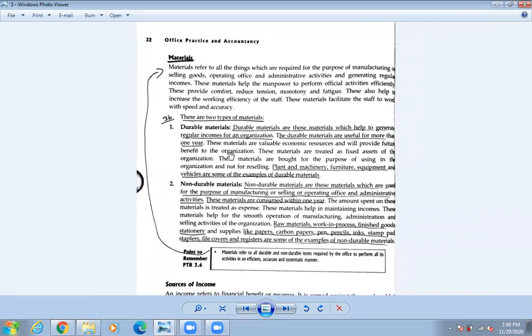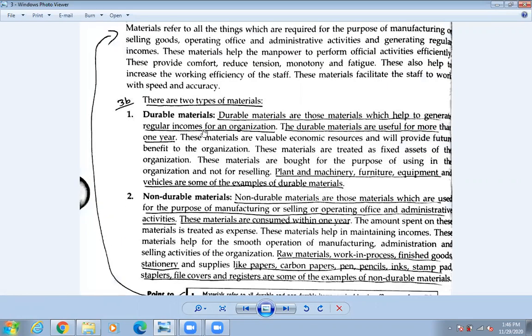Durable material means if it lasts for more than 1 year, that is called the durable material. Non-durable material means those which do not last for even 1 year. Okay. So like office material. Ink is used, like for your photocopy, your printer needs ink. So that is used.